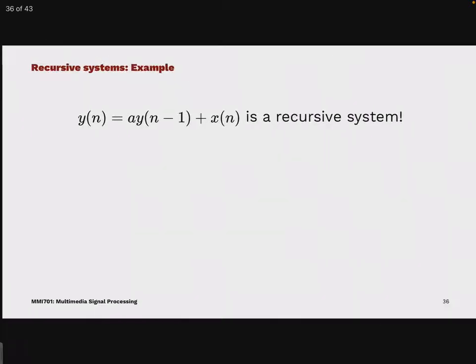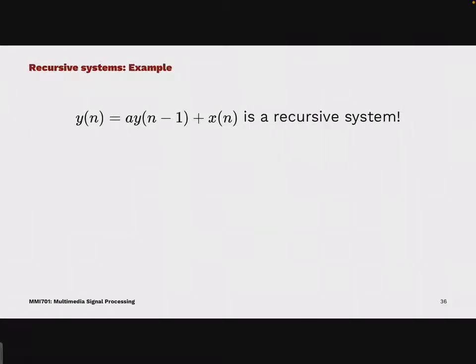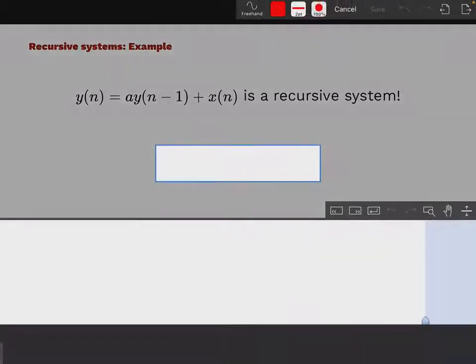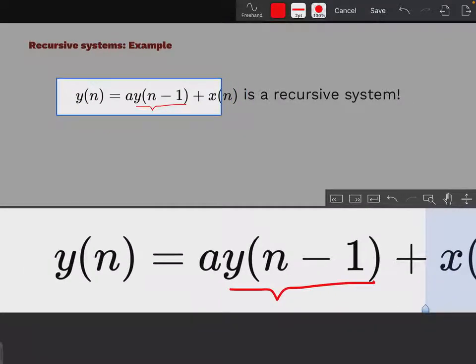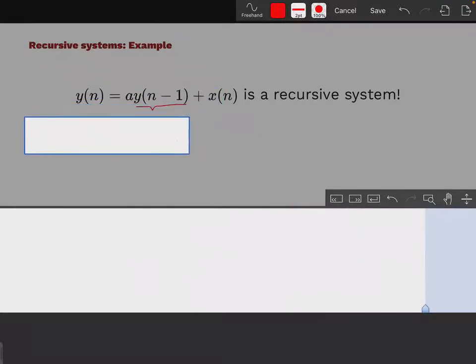So let's consider a recursive system whose difference equation is given as y of n is equal to a y of n minus 1 plus x of n. This is a recursive system because it's using its output as an input as well, while it's calculating its output. Okay, so let's analyze what is going on in here. So let's write the response more explicitly.